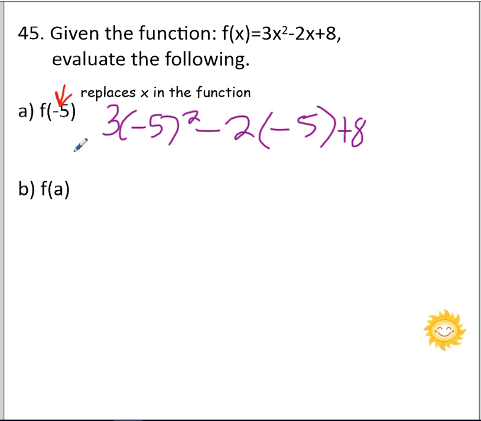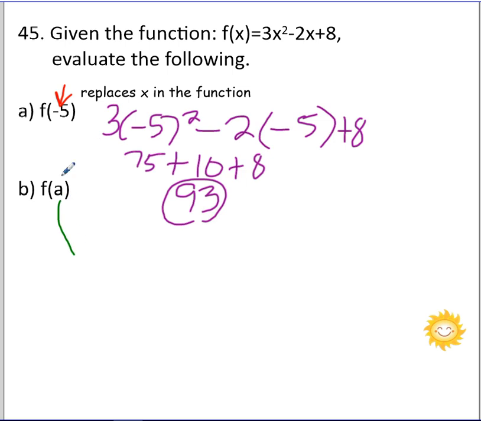3 times negative 5 squared is the same as 3 times 25 because negative 5 times negative 5 is 25. And so 3 times 25 will give us 75 there. And then negative 2 times negative 5 will give us a positive 10. And we'll copy the plus 8. And so 75, 85, 93 is our total for f of negative 5.